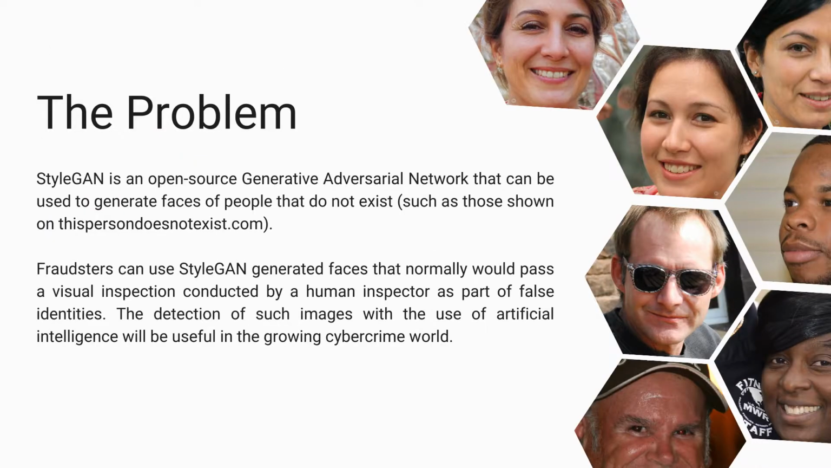The problem this project aims to address is the newly released Generative Adversarial Network StyleGAN, which can create images of human faces that are accurate and may not even be detected by real humans. Fraudsters can use StyleGAN generated faces as part of false identities. The detection of such images with the use of artificial intelligence will be useful in the growing cybercrime world.